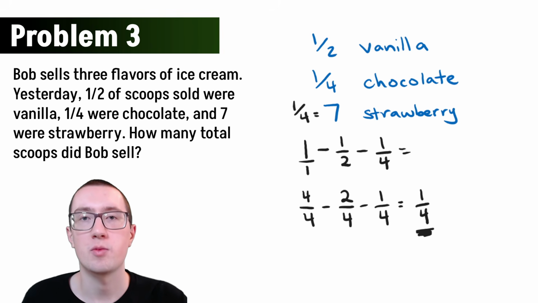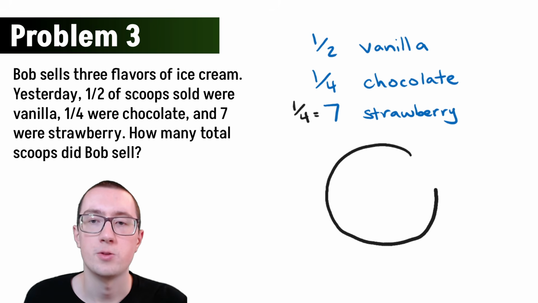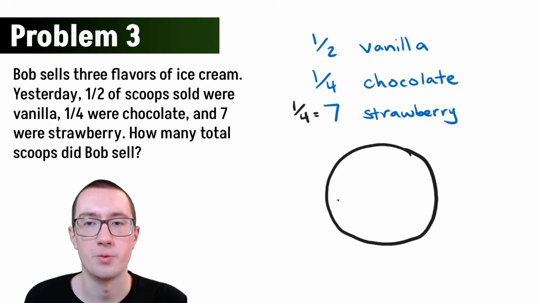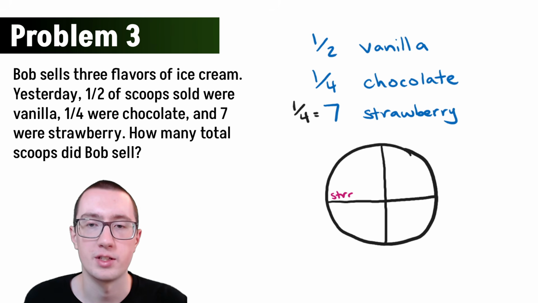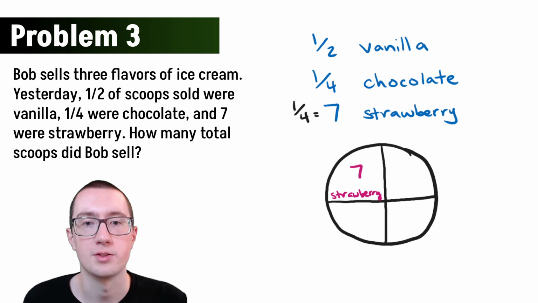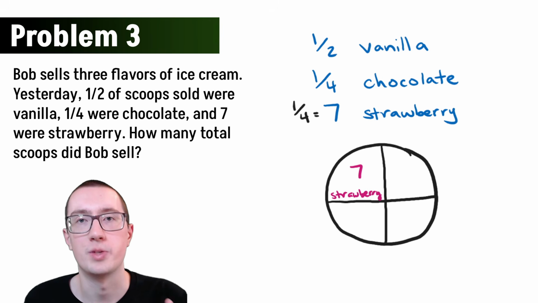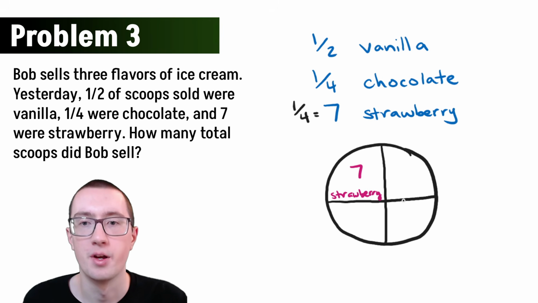So I think this will make more sense if we think about it visually. So here are all the scoops sold, right? This is the total sales for the day. And because this is in fourths, let's go ahead and divide it into fourths. Now here are the strawberry sales, right? And 7 scoops were sold, and they make up 1/4 of the total sales. Now remember that we don't need to figure out how much vanilla and how much chocolate was sold. We just need to figure out the total amount.